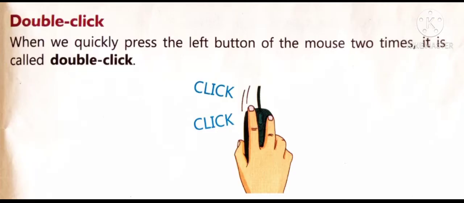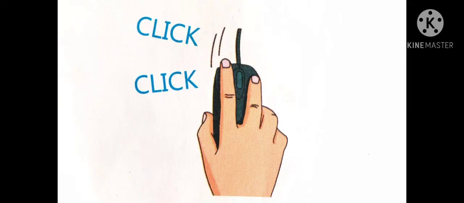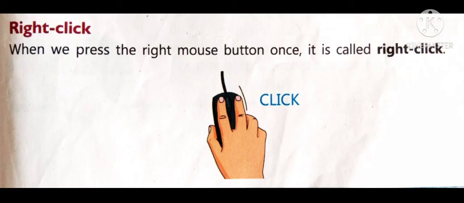Double click. When we quickly press the left button of the mouse 2 times, it is called double click. You can see on the picture that the index finger is placed on the left mouse button and click is written twice. This is the act of pressing the computer mouse button twice quickly without moving the mouse. Single clicking selects or highlights an object, and a double click executes the function associated with that object.